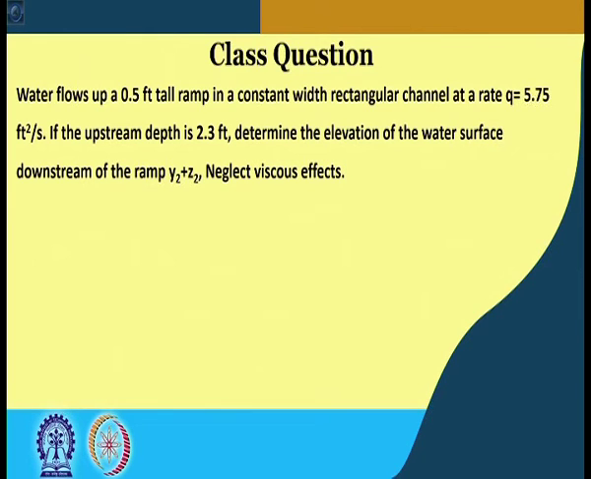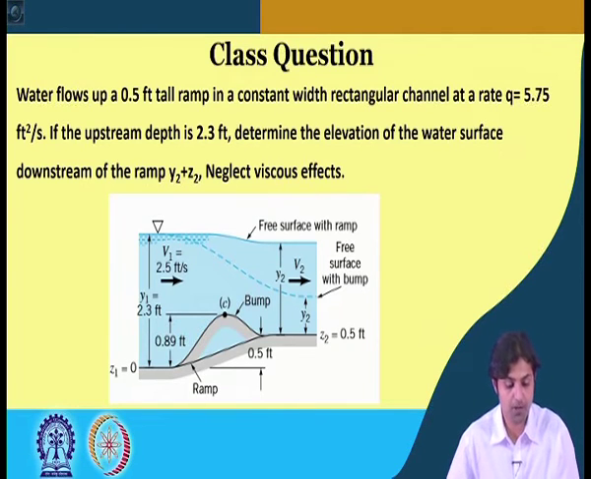So, welcome back, and we are going to start this lecture by solving the question which we just showed you in the last lecture. The question is, water flows up a 0.5 feet tall ramp. This question has been taken from Munson, Young and Okiishi, but I would like to discuss it because it gives a better understanding of the specific energy and all the concepts that you have read until now.